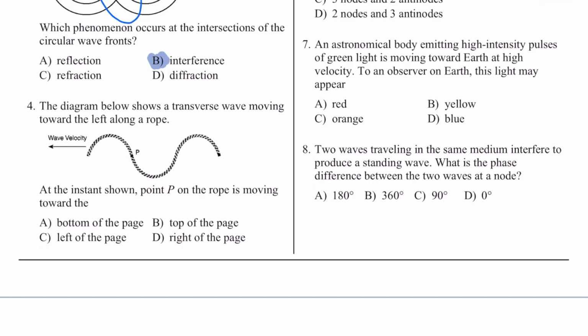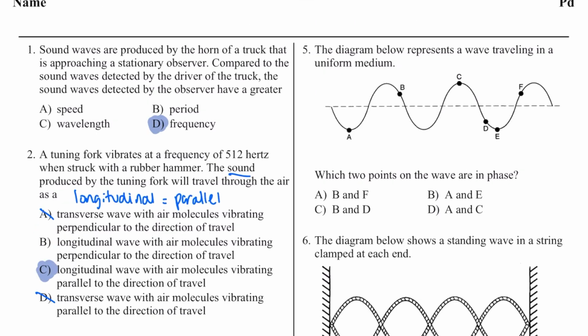Number 4. The diagram below shows a transverse wave moving toward the left along a rope. At the instant shown, point P on the rope is moving towards the what? So this question is pretty confusing, but don't think about it too much. The wave is transverse, so its particles move perpendicular. So that means it's either going to be up and down. It can't be left or right, so C and D are out. Now the choices are between A and B. So if you imagine the wave is moving left, then point P will end up moving to the bottom down here. So our answer is going to be A.